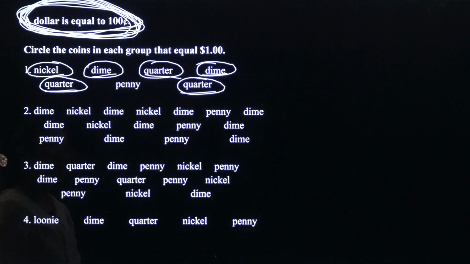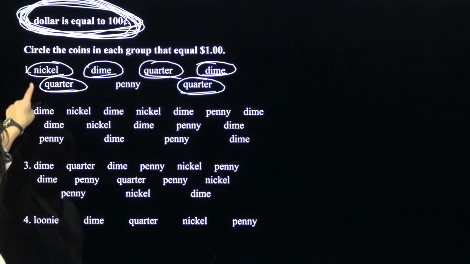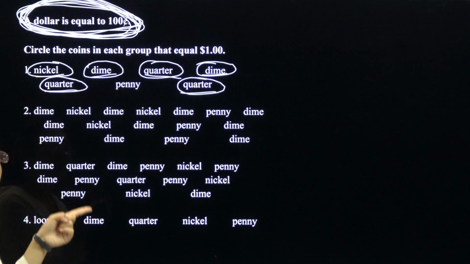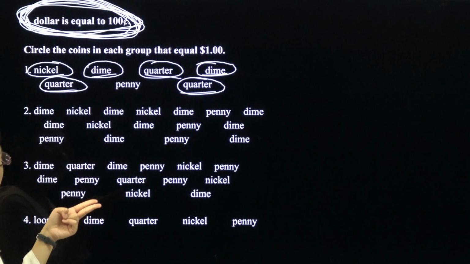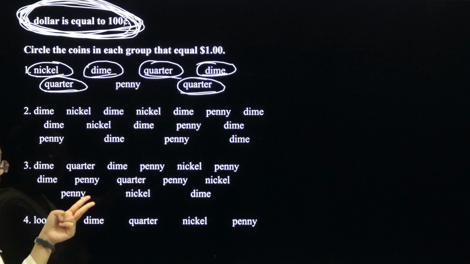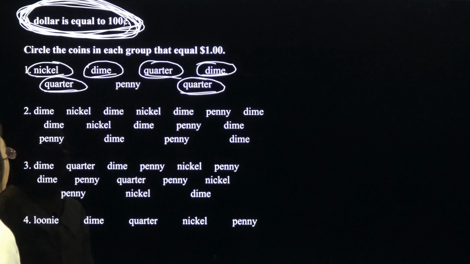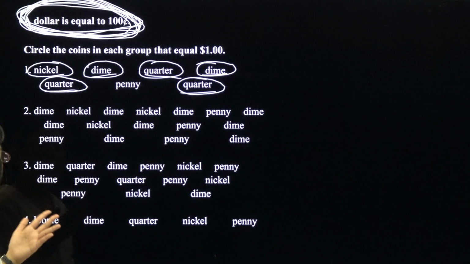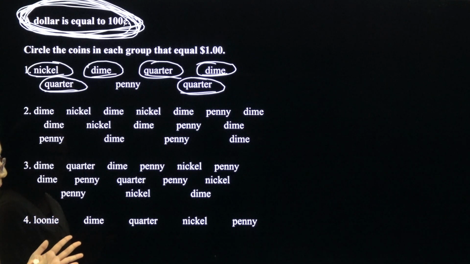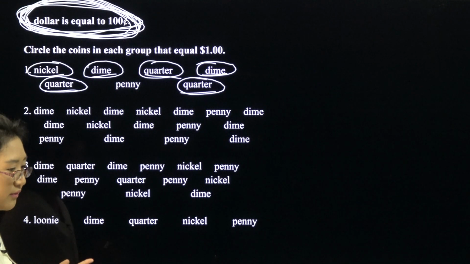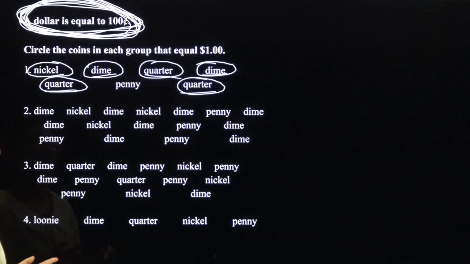To check it over, we can do, okay, so nickel, 5 cents, dime, 10, quarter. What's 15 plus 25? It's 40. Another dime, that's 50. Quarter, 50 plus 25, 75. And then another quarter, 75 plus 25, 100, which is 100 cents, which is $1.